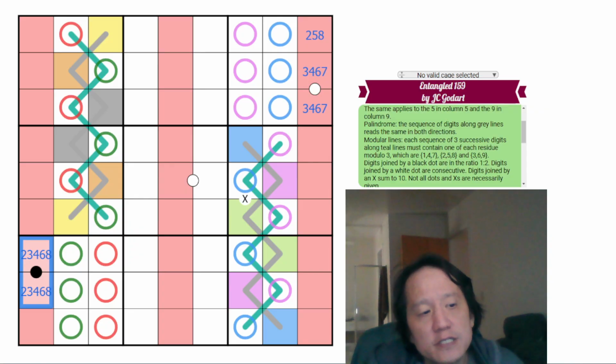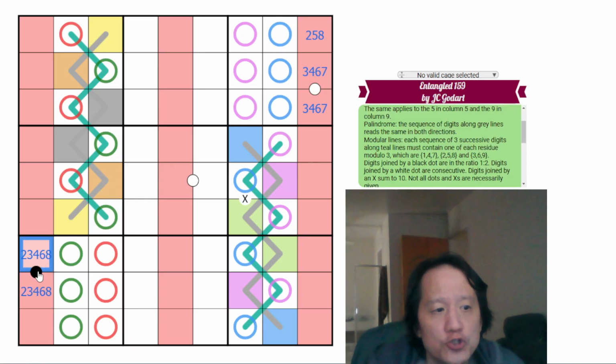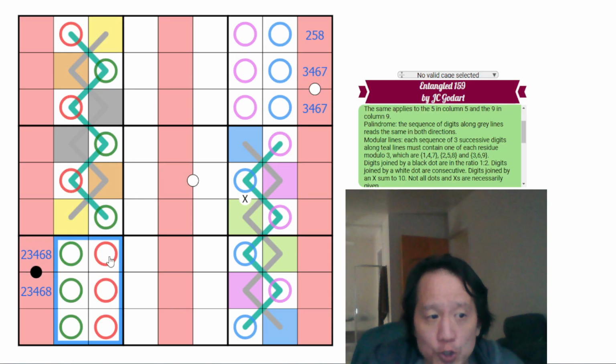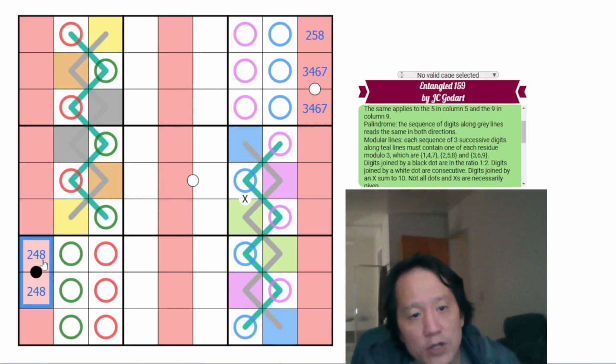This cannot be 3 and 6. If this is 3 and 6, that means there's 2 of modularity 0. But we also already know that there has to be 2 of modularity 0 in these 6 cells. And because there are 2 here, if this was 3, 6, that would mean there's 4 numbers that are modular 0 when divided by 3, which is not possible, right? Because you only have 3, 6, and 9. So this cannot be 3, 6. Therefore, we know there's a 4.